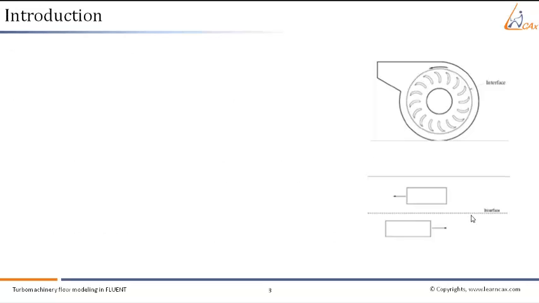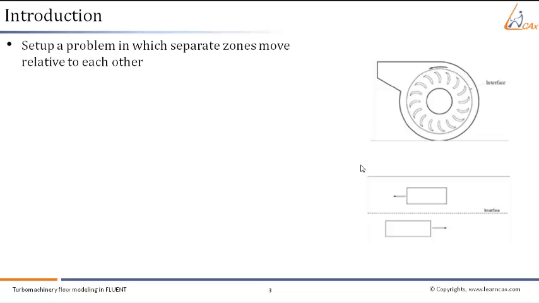First, an introduction. The sliding mesh model allows you to set up a problem in which separate zones move relative to each other. The motion can be translational or rotational. The relative motion of stationary and moving components will give rise to transient interaction. Often, the transient solution that is sought in a sliding mesh simulation is time periodic, which means the solution repeats with a period related to the speed of the moving domain.